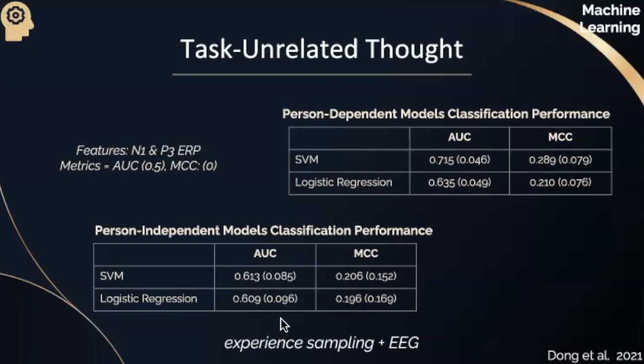These results with the person-independent model are particularly striking because they suggest that it's possible to detect task-unrelated thought using EEG features without having any prior information about that person. And they underscore the potential for generalizable machine learning models that can classify task-unrelated thoughts in real time using electrophysiological measures.